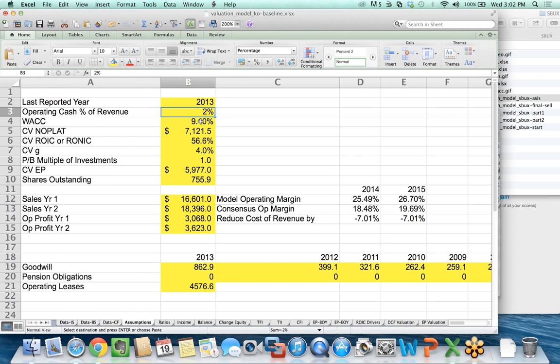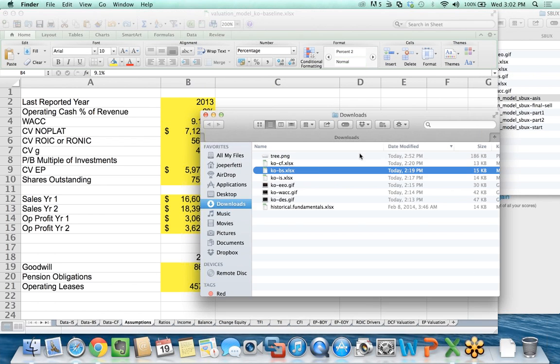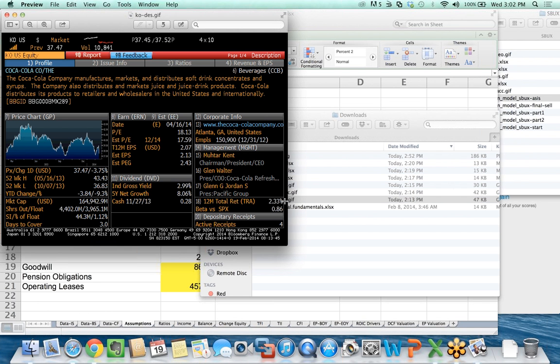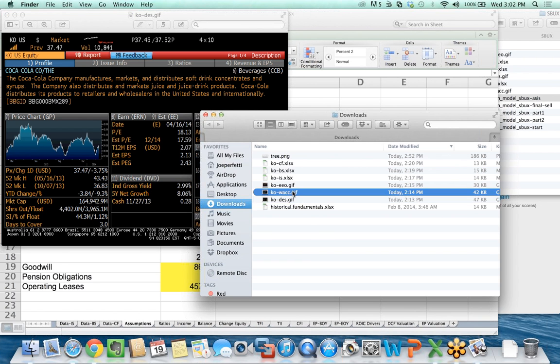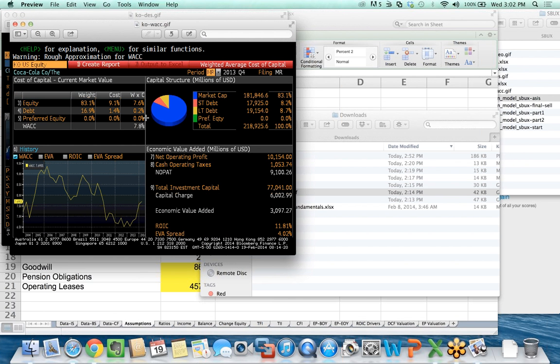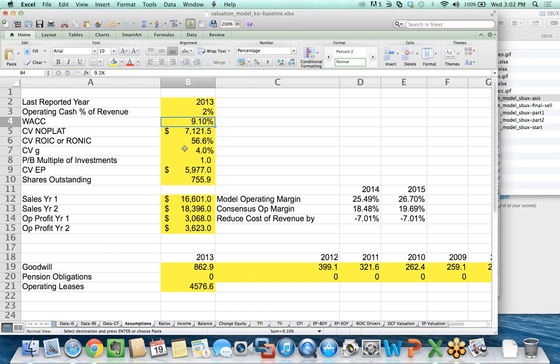For cost of capital, I'm going to go back to our DES screen. So we took the DES screenshot of Coca-Cola and, cost of capital, the WACC screenshot. On the WACC screenshot, we're going to use the WACC as our cost of capital. So in this case, 7.8%.